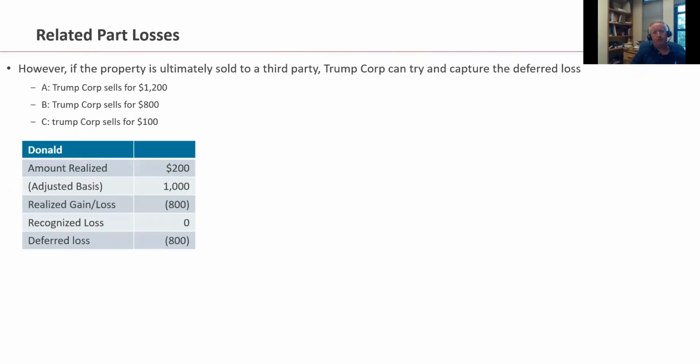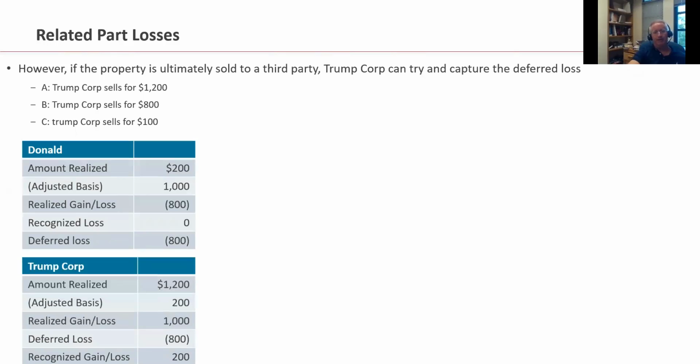Donald sells it first to his own corporation. The amount realized, $200, less adjusted basis, $1,000. He realizes an $800 loss. He's unable to recognize any of that under the disallowed loss rules, so it's all deferred. Then Trump Corp turns around and sells it for $1,200. Now, the adjusted basis of Trump Corp is $200. That's what they paid Donald for it. Their realized gain is $1,000.